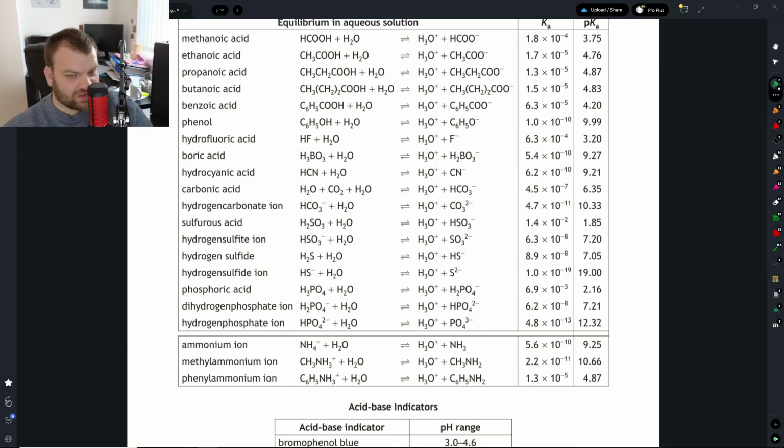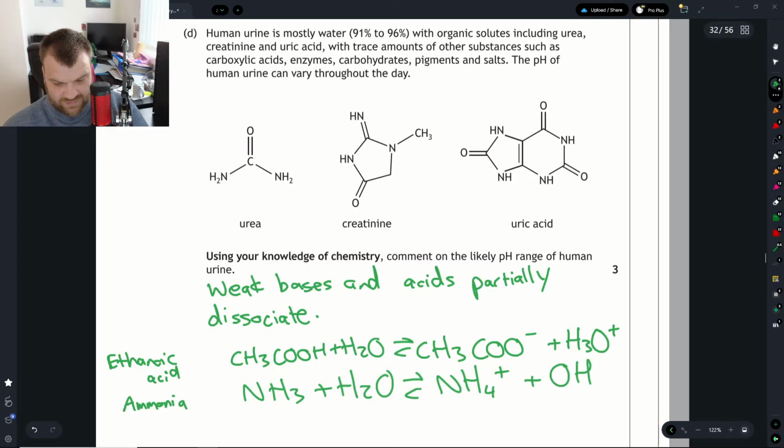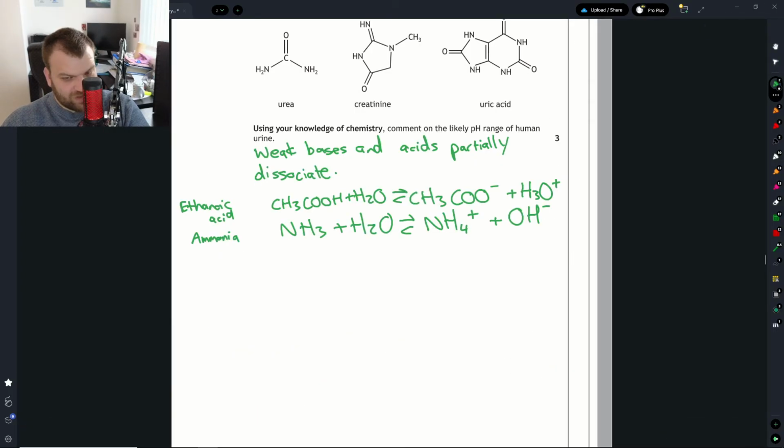We could then give them some of the equations from the data booklet. It mentions carboxylic acid, so I'm going to deal with ethanoic acid. And then ammonia, we have NH3 with our water, associating into ammonium plus our hydroxyl group. We could talk about the pH of salts. If there's acids and bases, we could talk about neutralization.